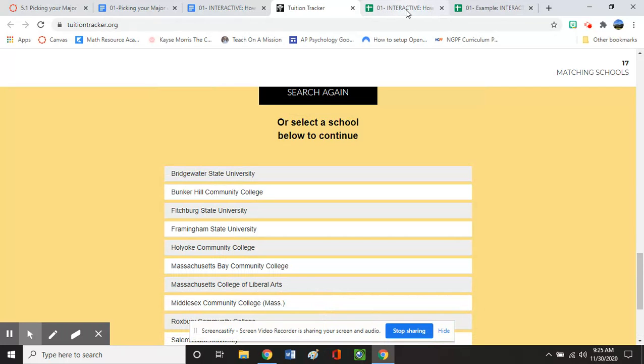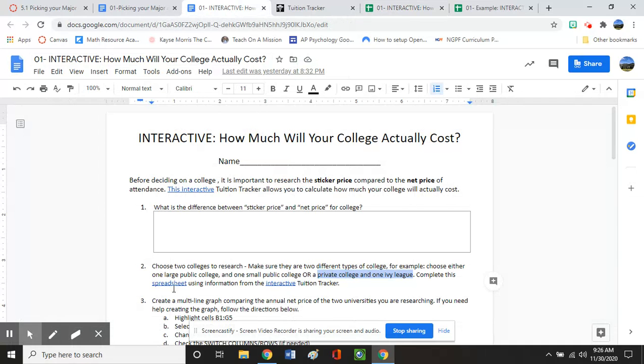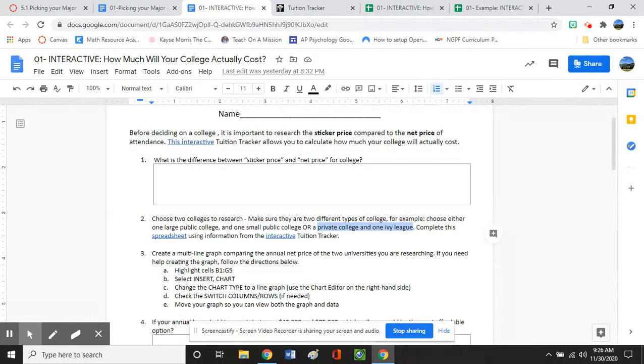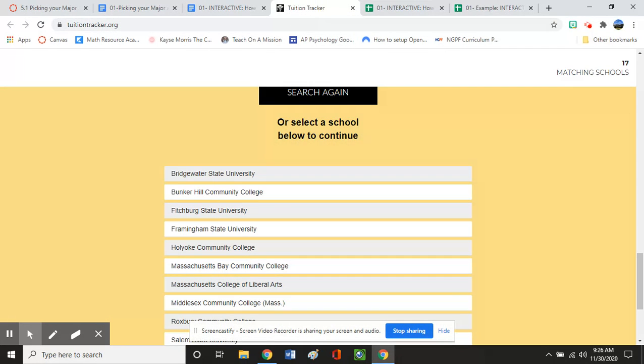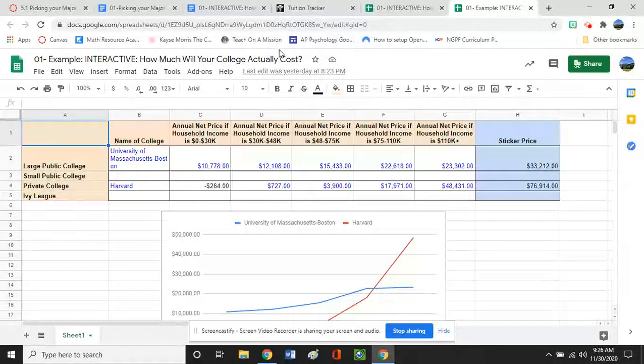So I actually already completed this form. This budget form, how much will you pay for college? It's in this link right here. If you click on this spreadsheet, it will force you to make a copy again, and you're going to use this tuition tracker to help you figure this out. This is blank. I have filled mine in. I'll be walking you through it.